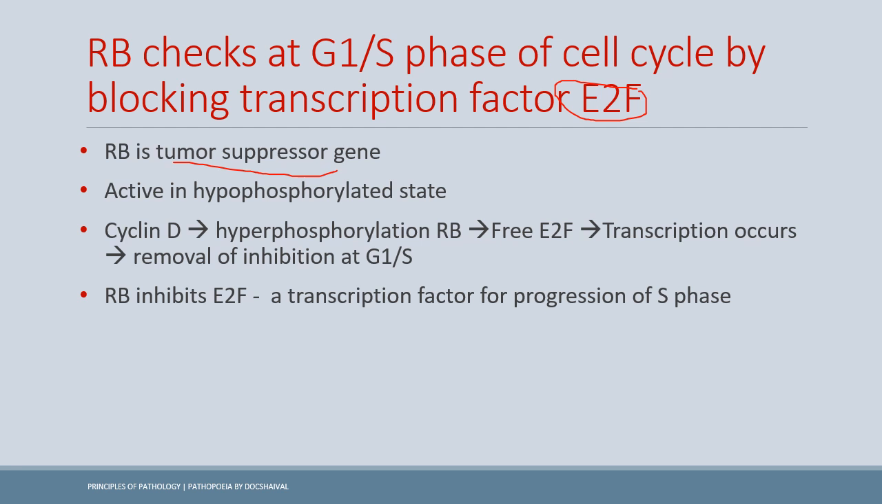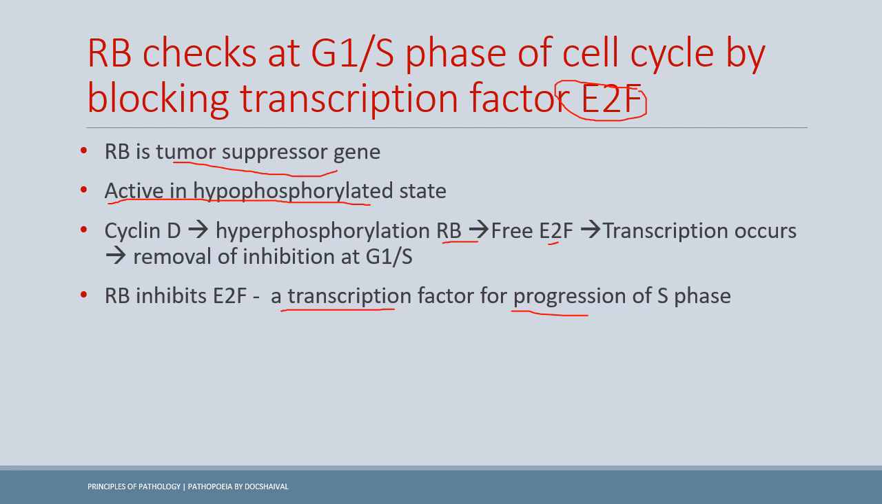So when in the hypophosphorylated state, again it is active in the hypophosphorylated state, and this is the sort of flow chart or flow diagram that I've already explained, that when the cyclin D are active because of the growth promoters, it causes the hyperphosphorylation of the retinoblastoma gene, which causes the E2F to become free, and the transcription occurs, and it removes the inhibition at G1S phase. Then the retinoblastoma inhibits the E2F, which as I've already stated, is a transcription factor that causes progression from the S phase.